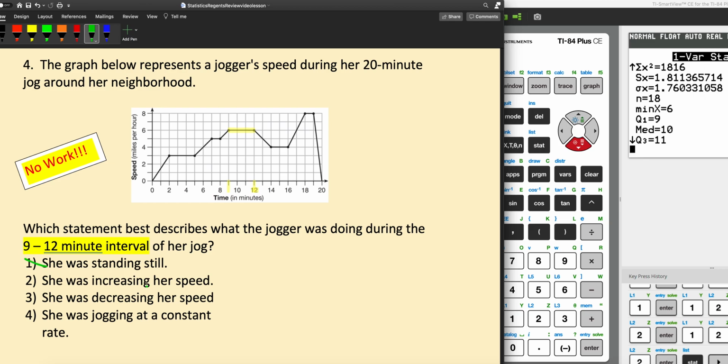Choice 2 says she was increasing her speed. Well, from 9 to 12, guys, the speed stays exactly the same. So she wasn't increasing the speed. She wasn't decreasing the speed. She was jogging at, what we're looking at here, a constant rate. Constant rate means the speed does not change. So from 9 to 12, she is going 6 miles an hour the whole time. Choice 4. Guys, no work. You pick that and you move on. Let's look at another one.